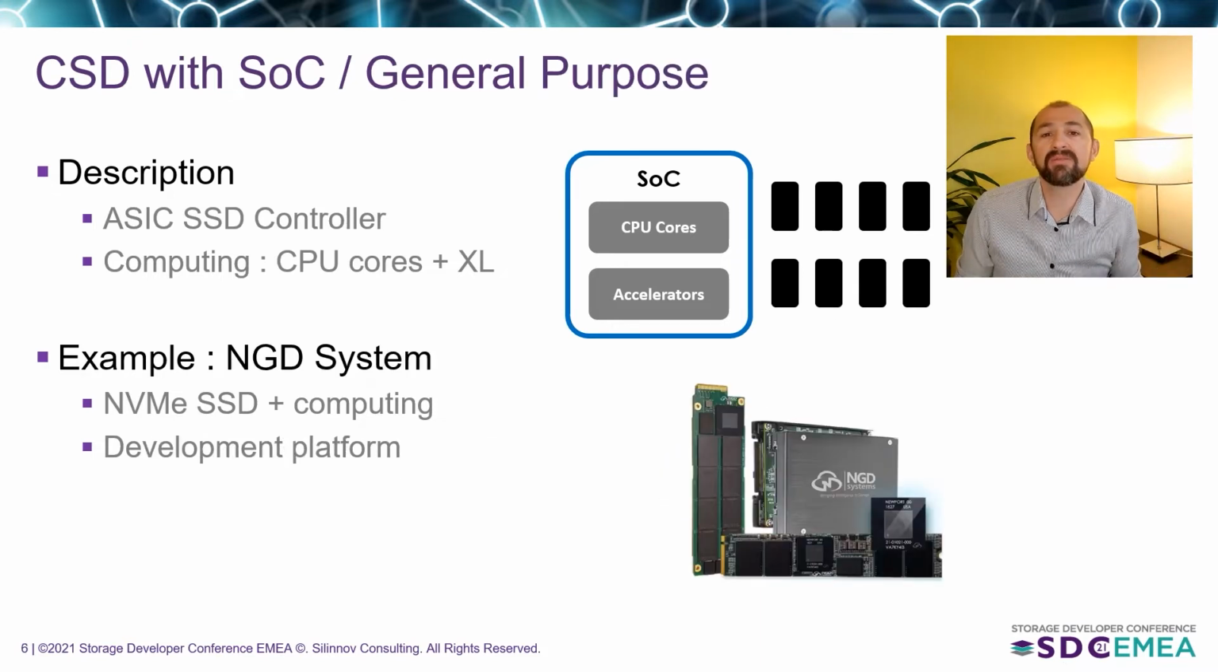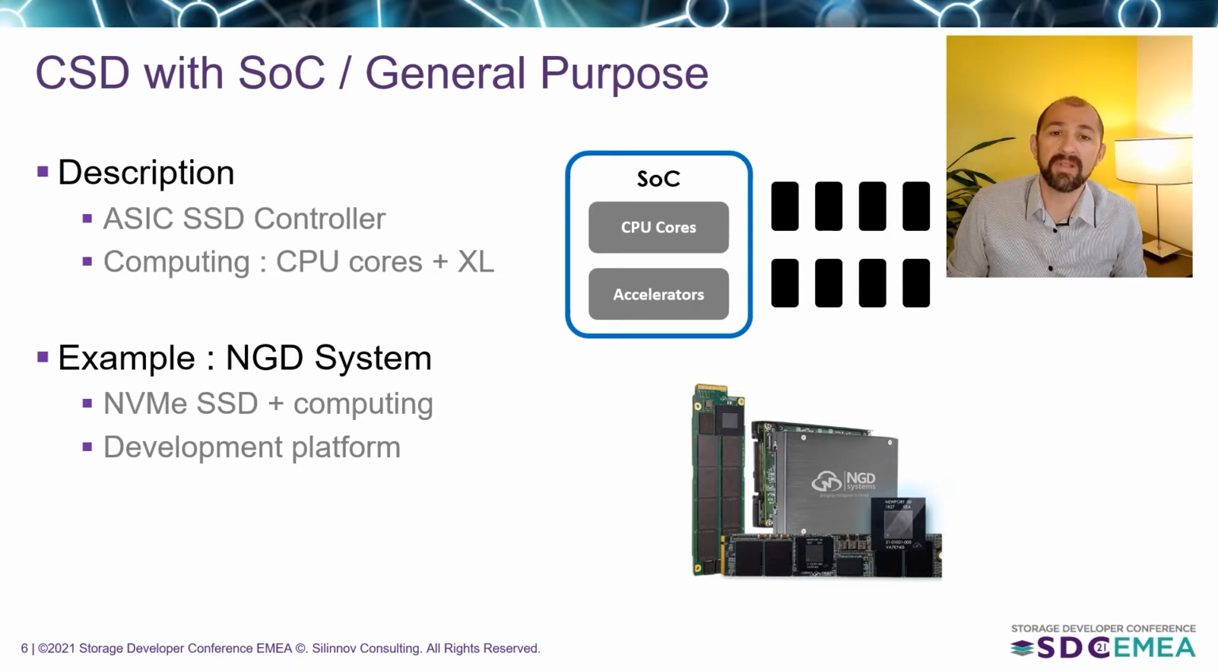This second type of technology is very similar to the previous one. It is a CSD with a system on chip, but here we are talking about a general purpose application. Regarding the architecture, it is based on a system on chip with a multi-core architecture and including all the storage management which is needed for a storage drive. The difference will be on the computing accelerator. We will not find any very specific hardware accelerator, but only optional standard accelerator like compression or encryption.